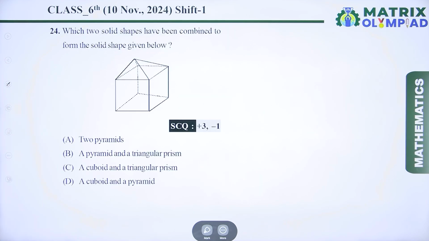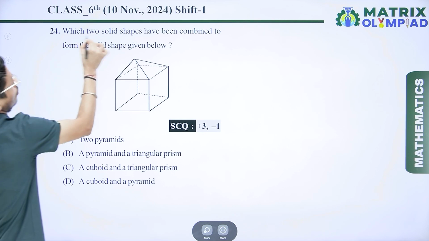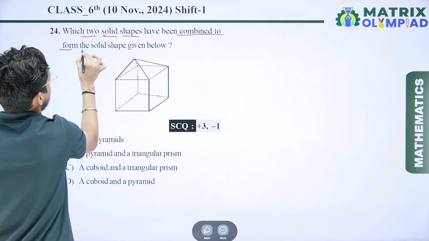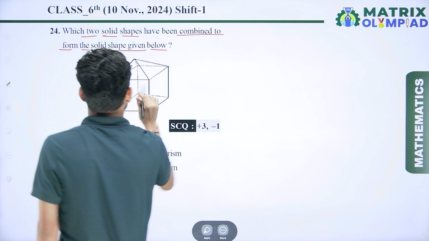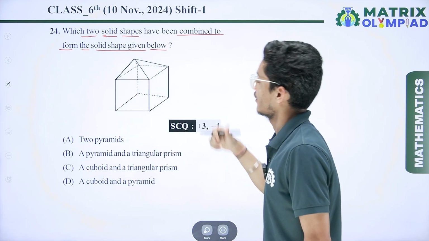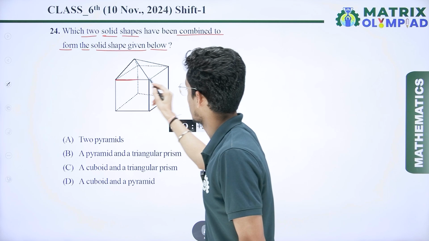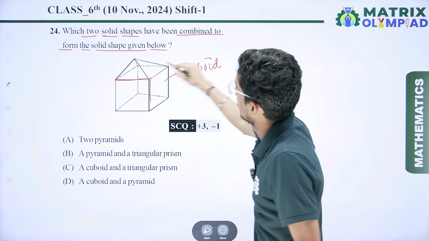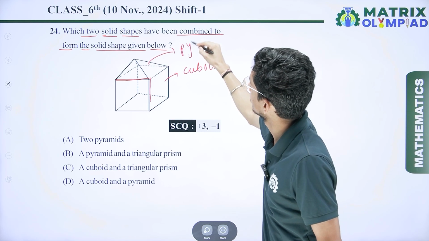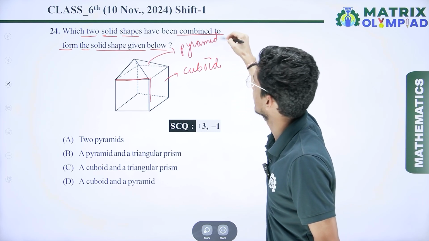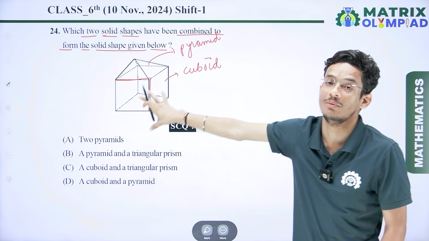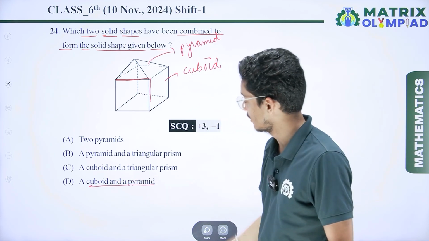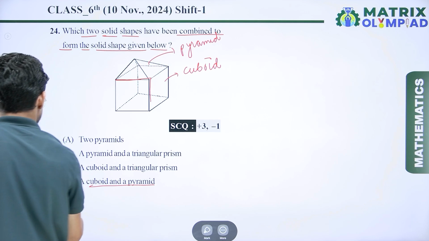So now if I talk about the next question, that is which two solid shapes have been combined to form the solid shape given below. So here we have a solid shape, and if I observe this one, this is a cuboid and the upper part is a pyramid. So I can say that this solid shape is the combination of a cuboid and a pyramid. So here option number D is the correct answer.